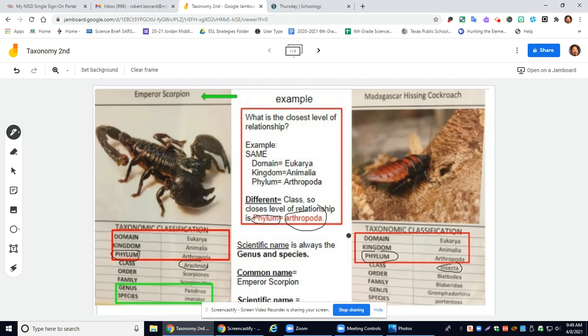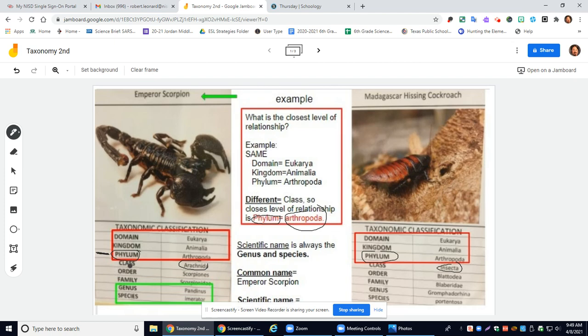So if I ask you how closely related are they, the first thing I would do is ask you for their level, and their level is phylum. Okay, does everyone understand that? The level of organization is phylum. And what's the name of that phylum? It's Arthropoda. Okay, so let's see how they're different.